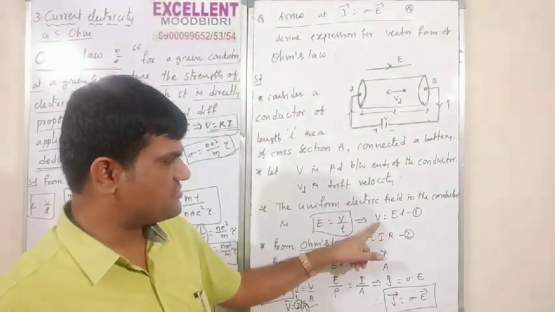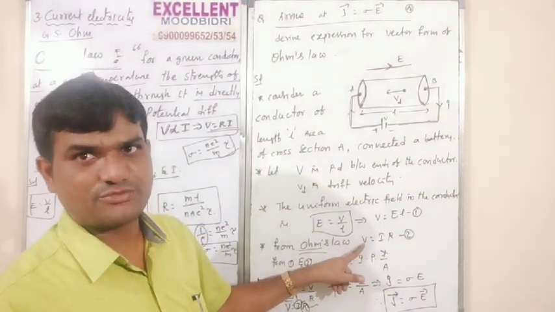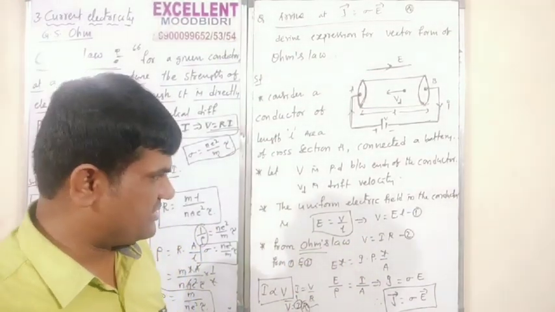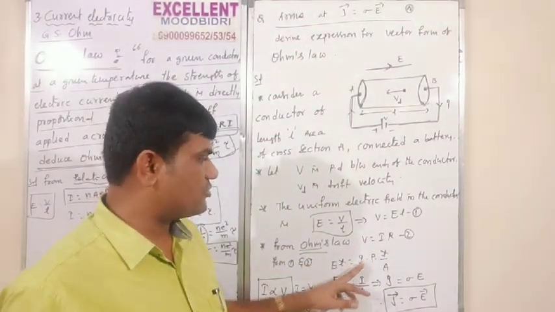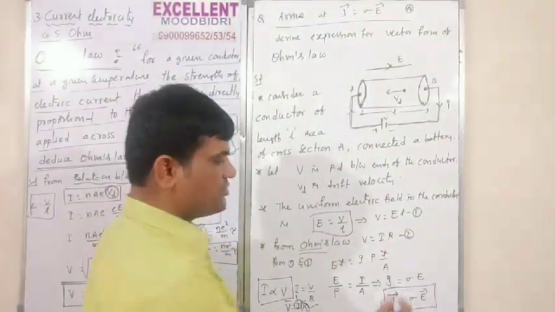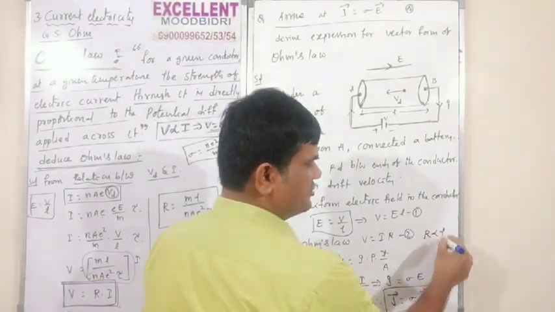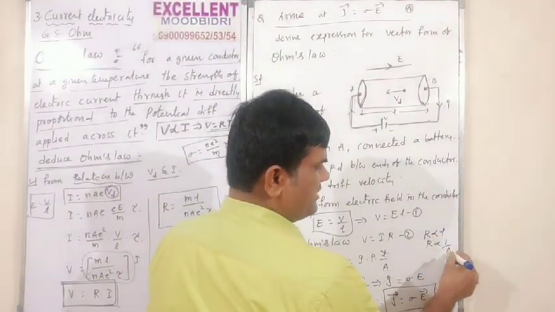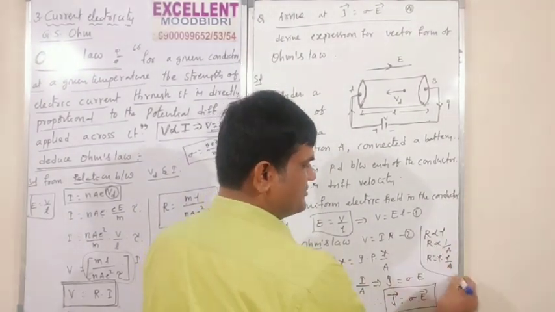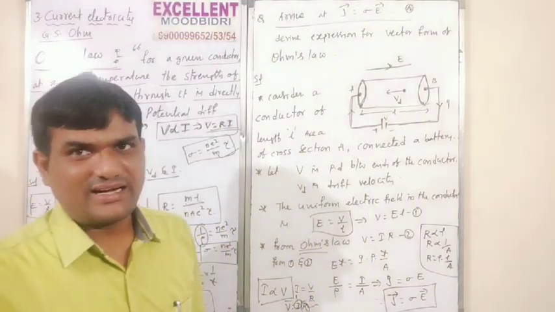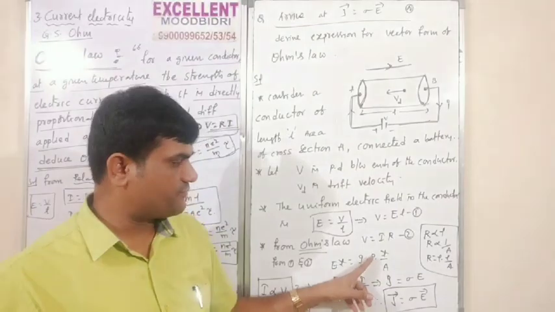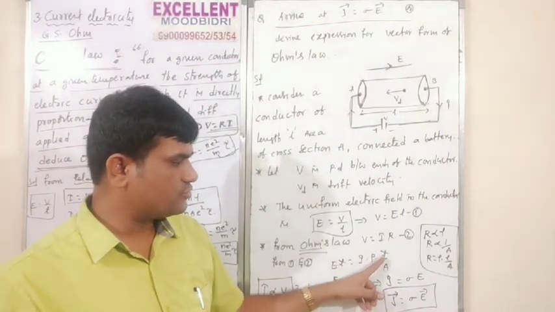From 1 and 2, both are potential difference, and the LHS are equal, so I can equate the RHS. Therefore, EL is equal to I into R. But the R formula you know: R is proportional to L and R is proportional to 1 by A, so R is equal to rho into L by A. This we learned in class 10th. Instead of R, I write rho into L by A.